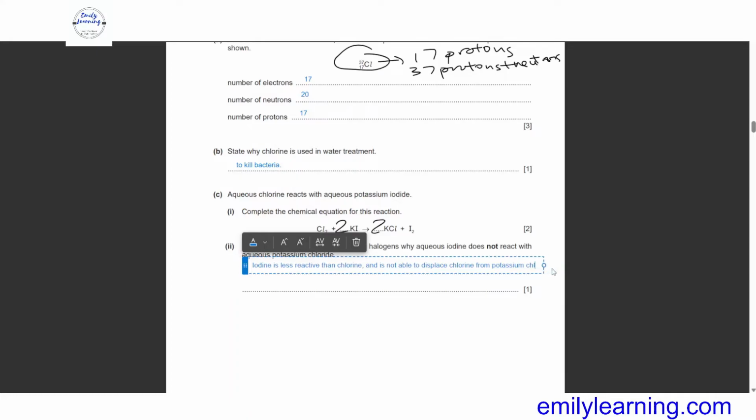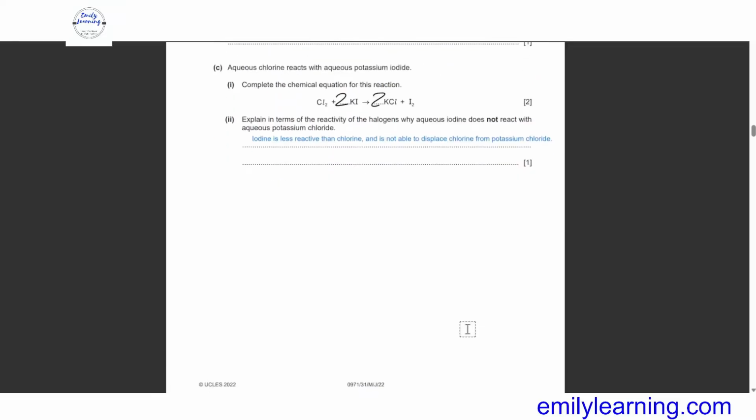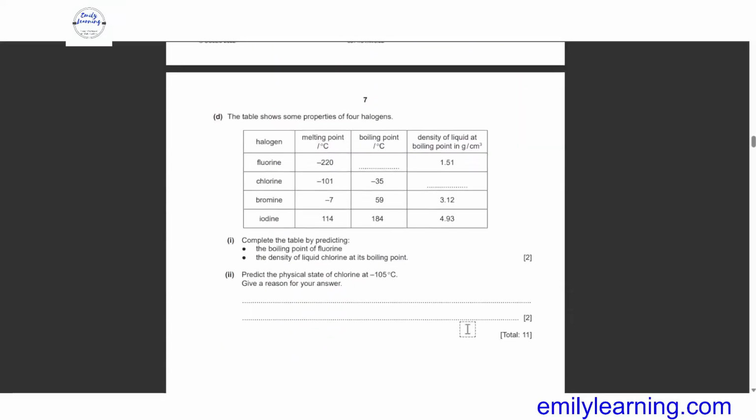Chloride. Okay, so that's the answer. So the key word is iodine is less reactive. Okay. Now moving on to D.